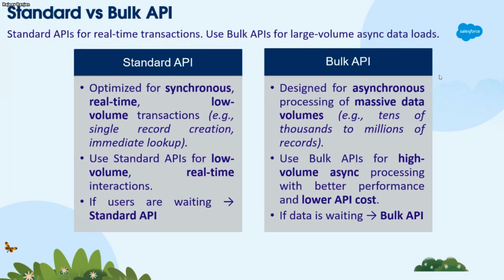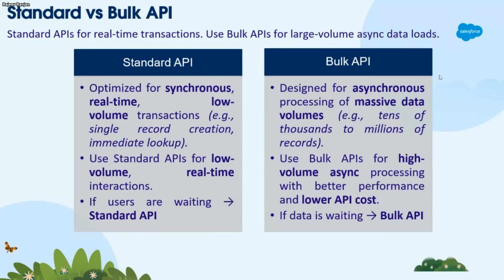So if you see, optimized for synchronous, real-time, low-volume transactions are a few of the keywords for the standard API. In layman's terms, we have seen that it is where the user or the client is waiting for the response. This is what we have seen as the standard API.